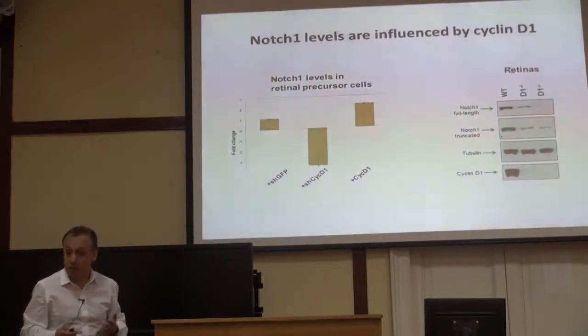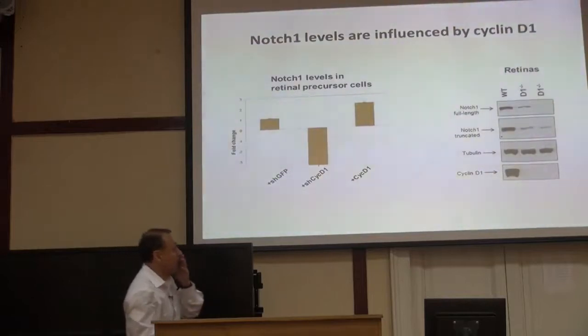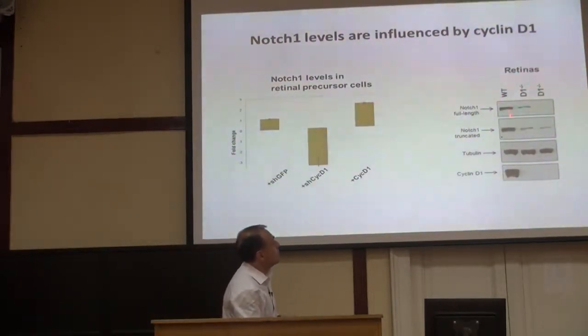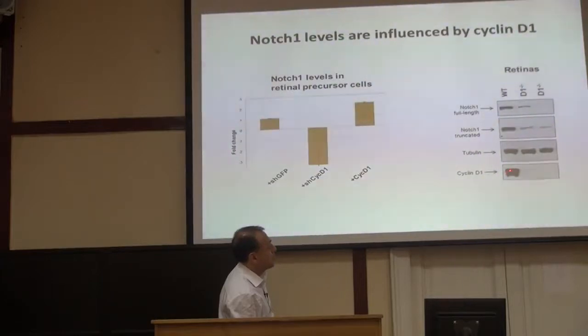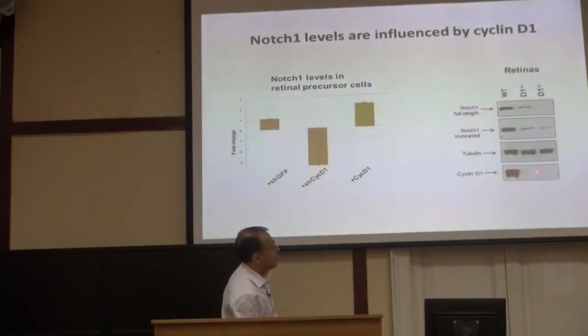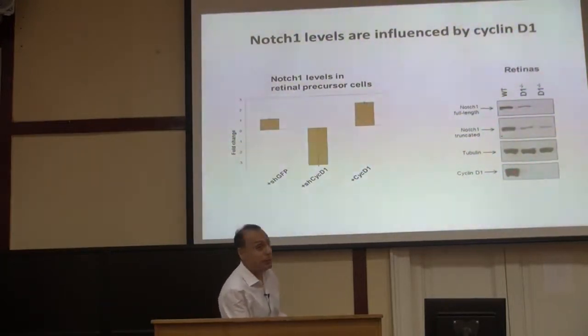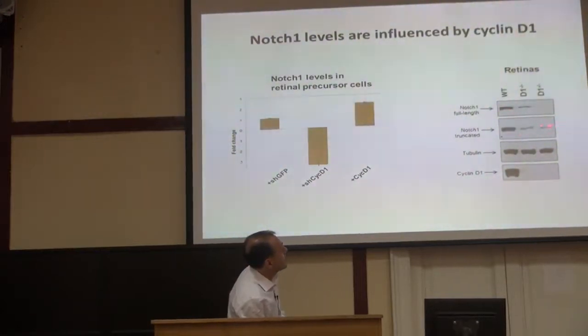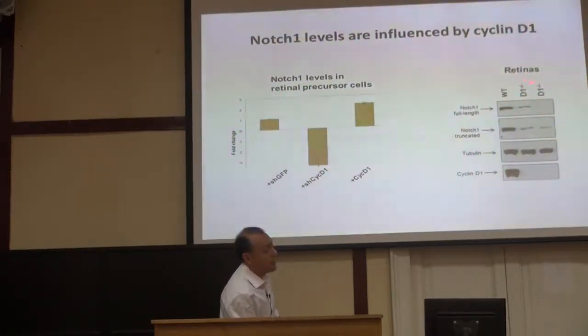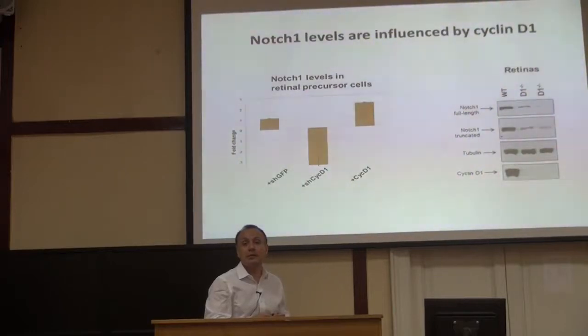But is there less protein? Of course, cells care about the protein. So this is a Western blot, where each lane corresponds to, I think, 10 or 20 retinas. These are the wild type, and these are cyclin D1 knockouts. This is the loading control. This is cyclin D1. So the wild type retina has cyclin D1. The knockouts don't have cyclin D1, but importantly, Notch is greatly reduced in the retinas.